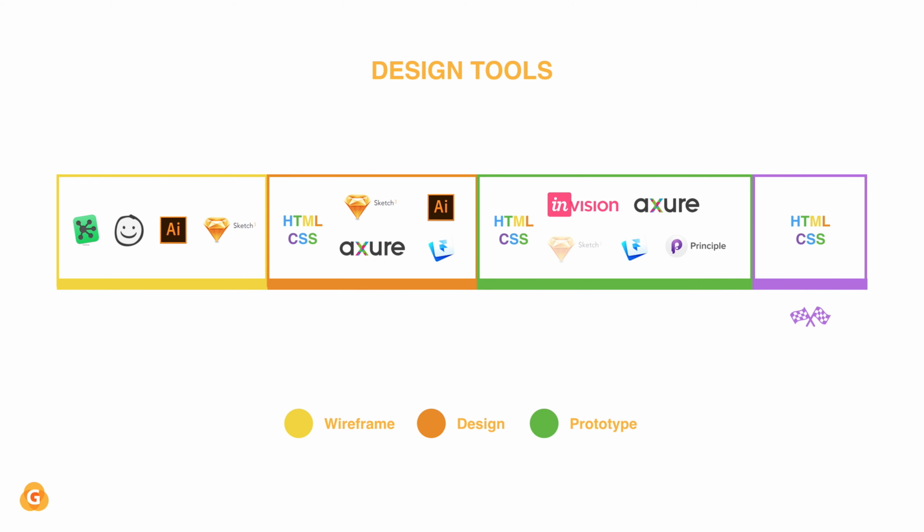Now here you can see a design flow example I have created, where you can notice what tools are being used by the industry for each individual task. You can see which tools are being used for wireframing, designing, and prototyping. But of course, the winner is always going to be code. And that's because that's always the final deliverable to actually create a final functional product.